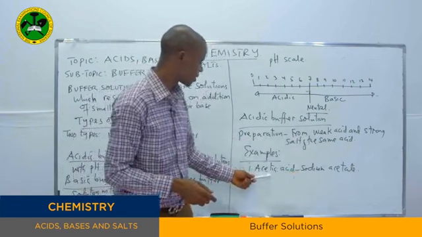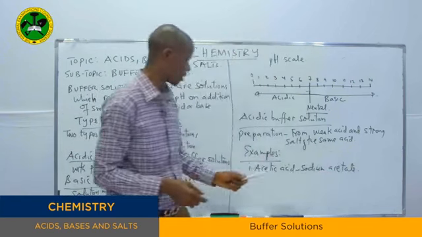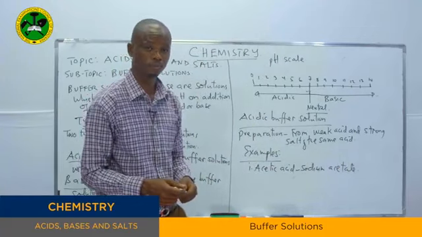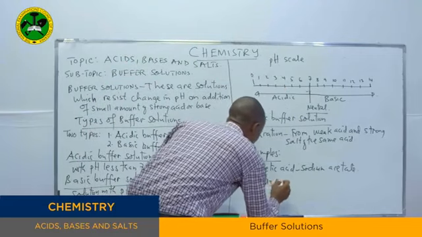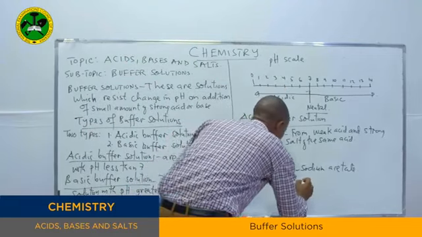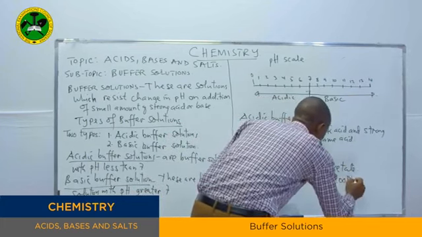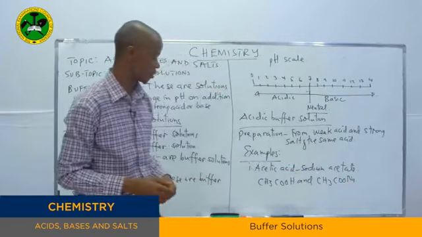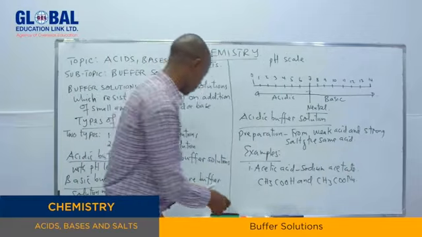So you can see acetic acid is weak, but sodium acetate, which is the strong salt of this acid, when mixed together, they make acidic buffer solution. So by writing the chemical formula of these two compounds, you can have this one. So this is one of the examples of acidic buffer solution.